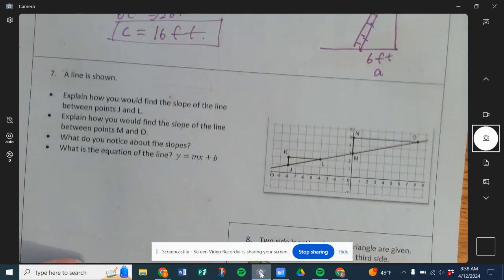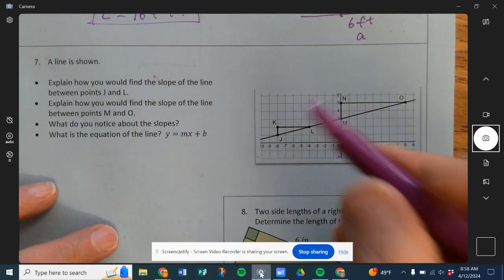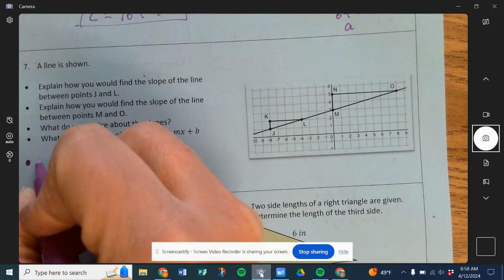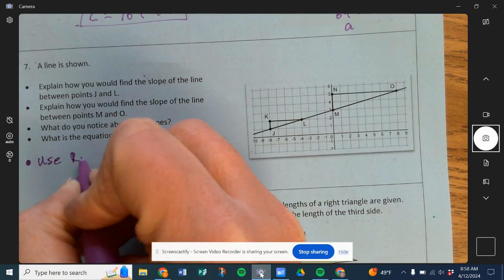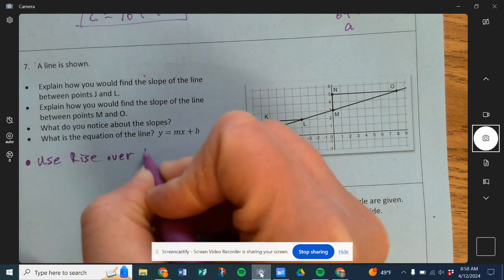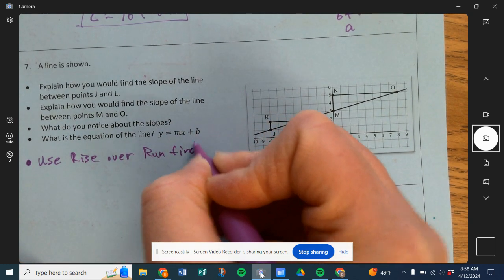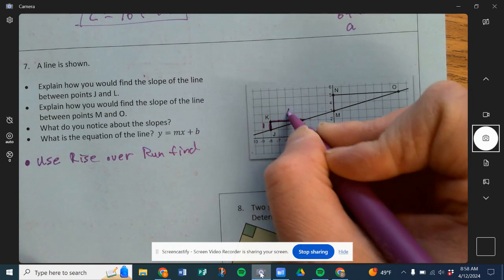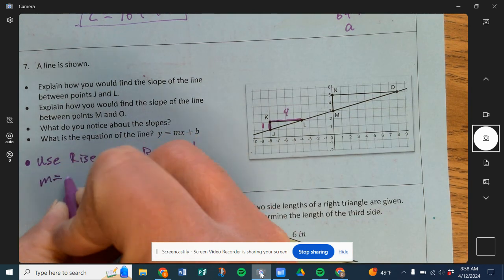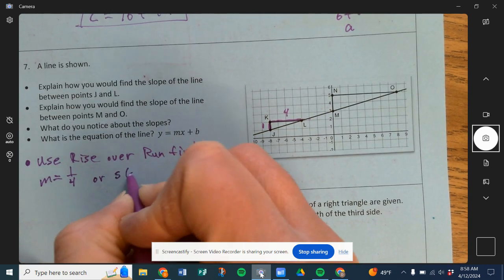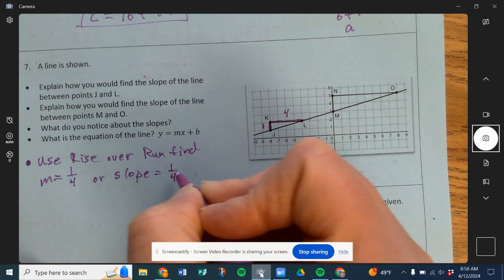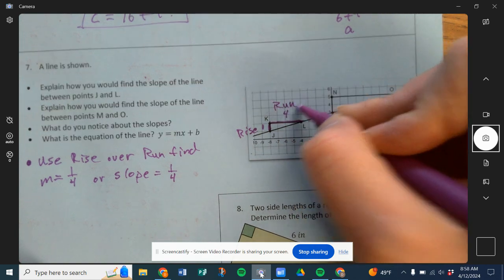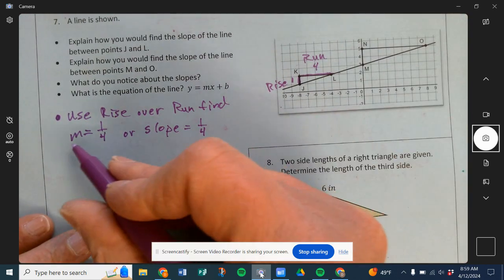Okay. Explain how you would find the slope of the line between points J and L. I would probably say use rise over run. It's one up and then 1, 2, 3, 4 over, right? To find m equals 1/4, or slope equals 1/4, because it's the rise over the run, fractionally. M and slope are the same thing.